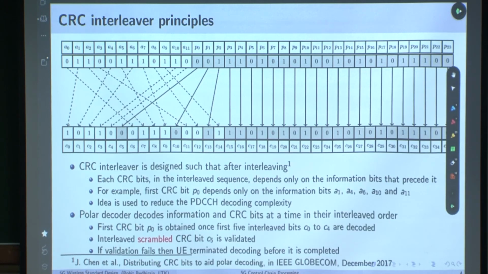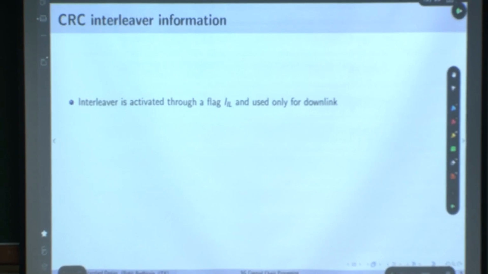What is happening here? This CRC bit depends only on these bits. As soon as these are decoded, you can unscramble and validate it. If it fails, you stop the decoding. So this is how it works. But now I'll tell you how this interleaver is implemented. This is a key feature. Let's understand how it is implemented.